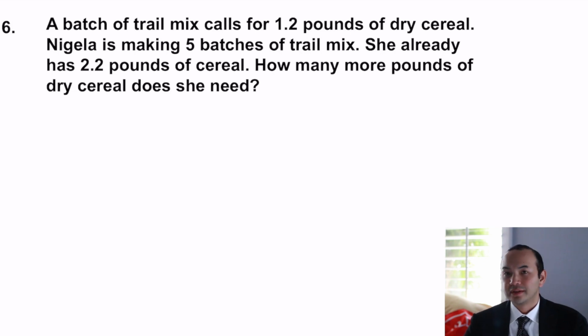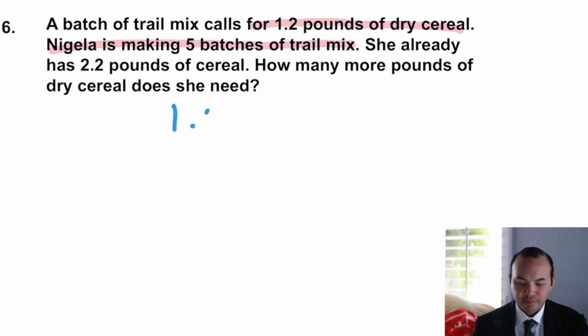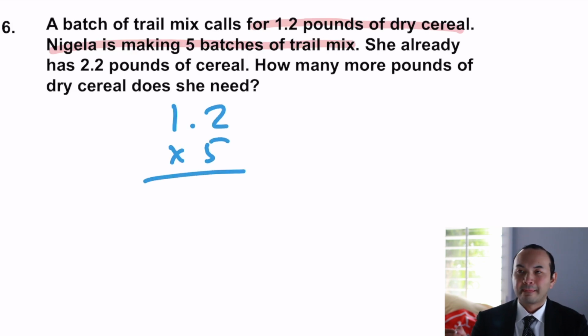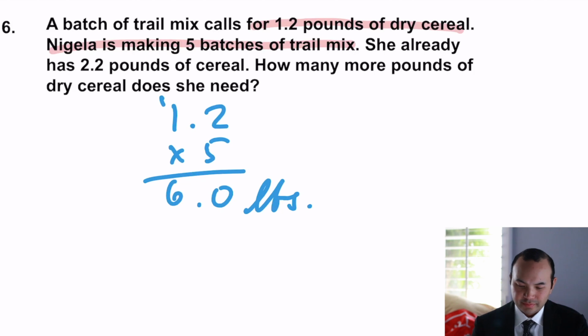So this is actually a very good problem, I think, because it's actually 2 parts. So let's worry about the first part. Let's say, okay, it calls for 1.2 pounds of dry cereal, and she's making 5 batches of trail mix. She already has 2.2 pounds. So let's first try to figure out how many pounds of dry cereal is needed for the 5 batches. Okay, so in that case, I'm going to do 1.2 times 5. So 10, carry the 1, and that's 6. So that works out nicely. So you need 6 pounds of dry cereal.